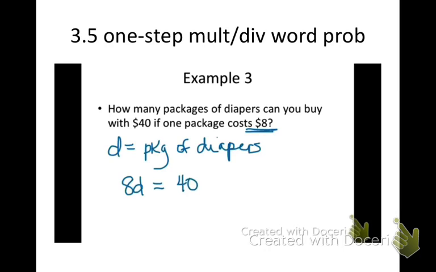We're wanting to know how many packages of diapers, so that would be D. Each package, or one package, costs $8, and we have $40. So 8 times however many packages of diapers, D, would be equal to $40. We could undo this then with division and find that the number of bags of diapers we could buy is 5 bags. And on these word problems, make sure you're having some labels as well. So divide by 8, and say D is equal to 5. Even packages would be enough of a label, so make sure you're labeling your answers.